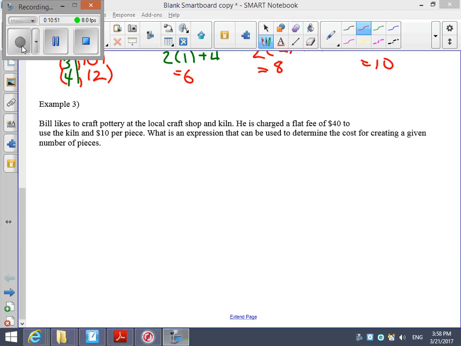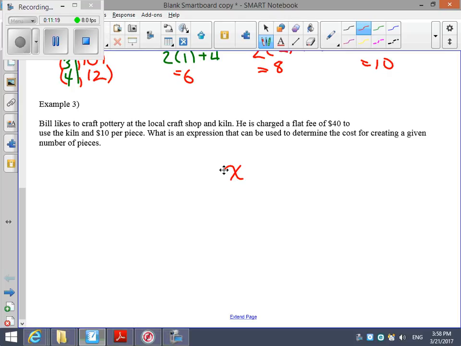So anyhow, Bill likes to craft pottery at the local craft shop and kiln, and he has to pay $40 just to go in and use it, but then he pays $10 per piece that he sticks in the oven to cook. And we're trying to figure out what an expression is for the cost of a certain number of pieces. Now, I don't know how many pieces Bill wants to do. We want to make sure that this equation will work for all of it. So the number of pieces, the one we don't know, that's what we'll put X as.